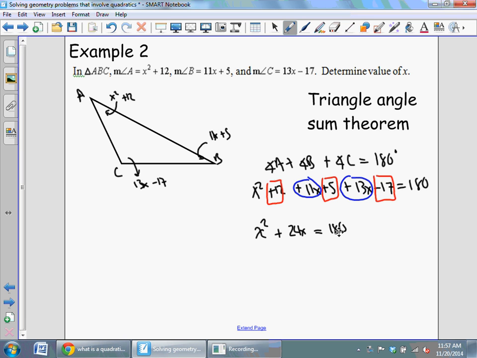So now I got to set it equal to 0. So I'm just going to follow the steps for solving a quadratic here. So I'm going to say minus 180 on both sides.